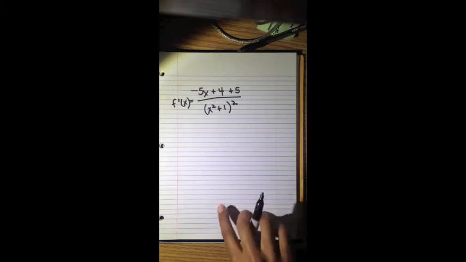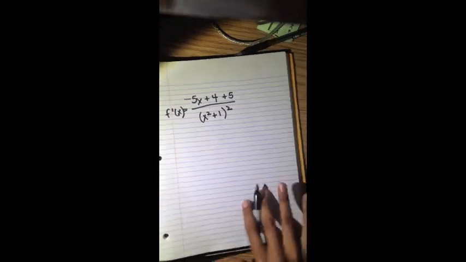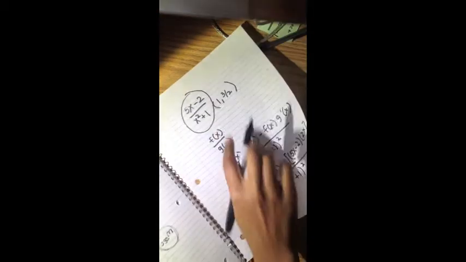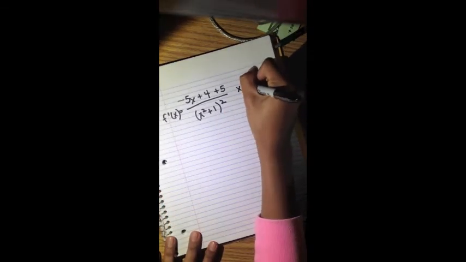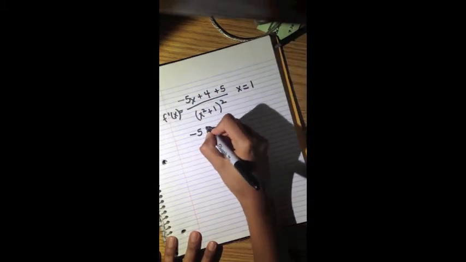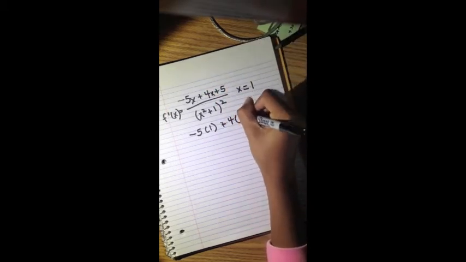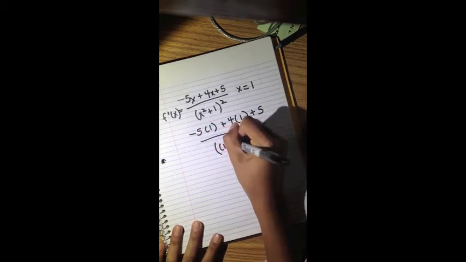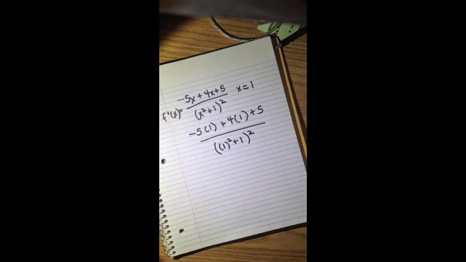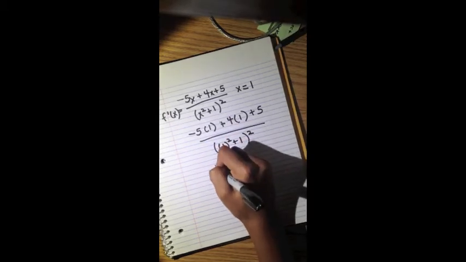You then plug the x value of the point into your derivative. Our point was (1, 3/2), so the x value is 1. Since x equals 1, we plug that in here, so you have (-5 times 1 plus 4 times 1 plus 5) all over (1 squared plus 1) squared. When you solve this, you will get 1. And now this is your slope.